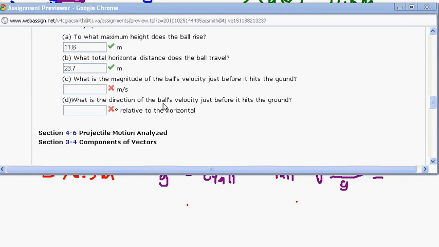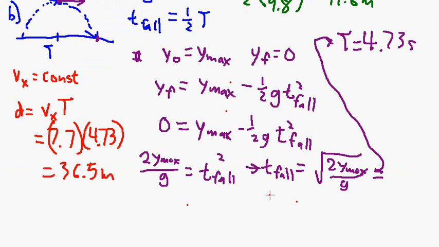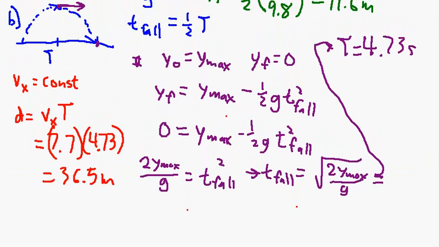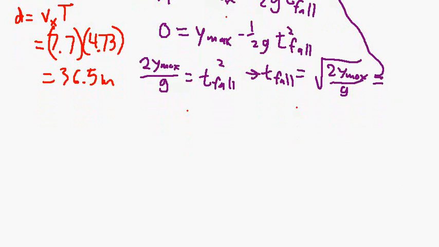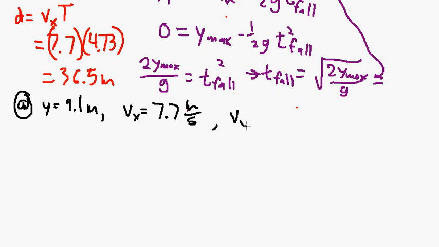Alright, back. So the last two parts of this ask for the magnitude and direction of the ball's velocity just before it hits the ground. So, this should not be very hard to figure out. Let's see if we can do it. So we knew that at a height of y equals 9.1 meters, Vx was 7.7 meters per second, and Vy was 7.0 meters per second.